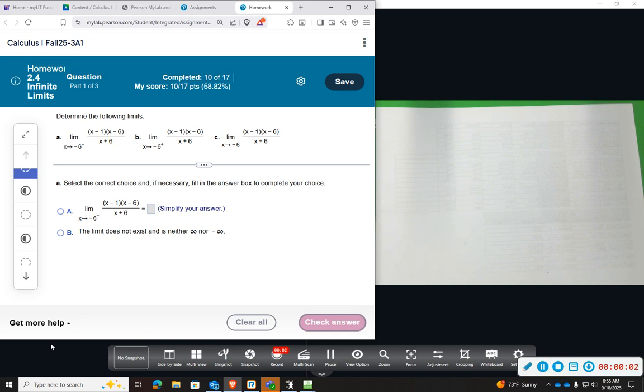All right, question number 11. We have three parts. We want to determine the following limit of this function as we approach -6 from the left, -6 from the right, and the overall limit as we approach -6 coming from both sides.